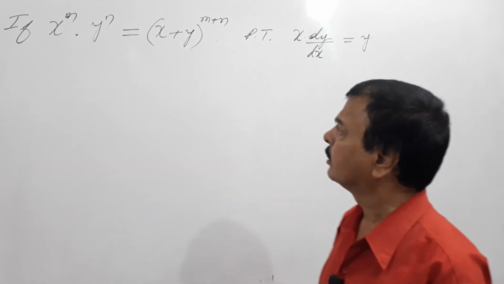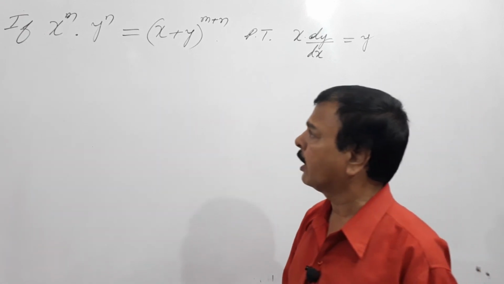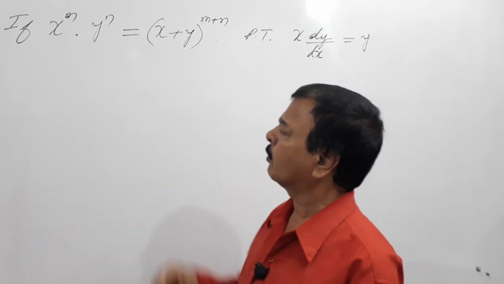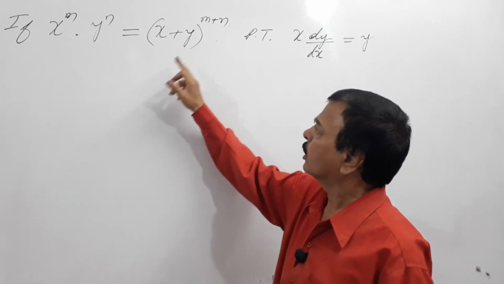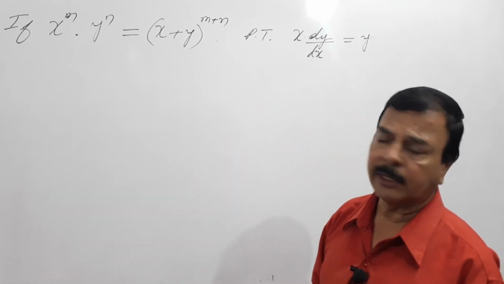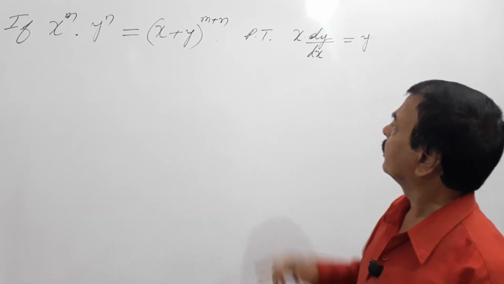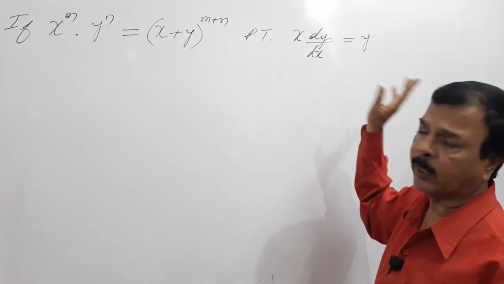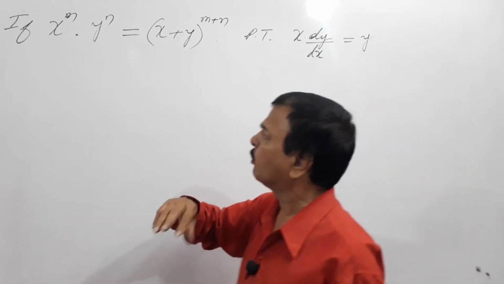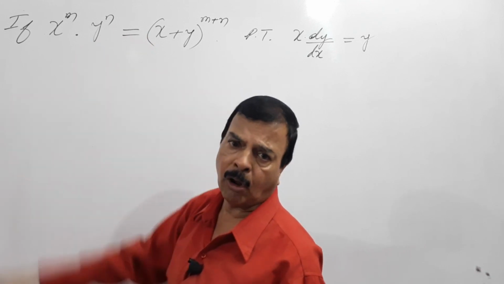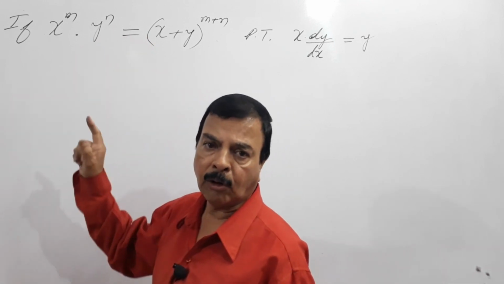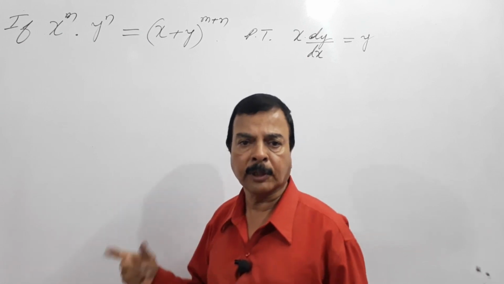So dear students, we have one more problem. If x to the power of m into y to the power of n equals (x plus y) to the power of m plus n, prove that x into dy by dx equals y. So here I have told you earlier, whenever you get anything to the power, take log. Only by taking log will you be able to solve these problems, otherwise we can't.